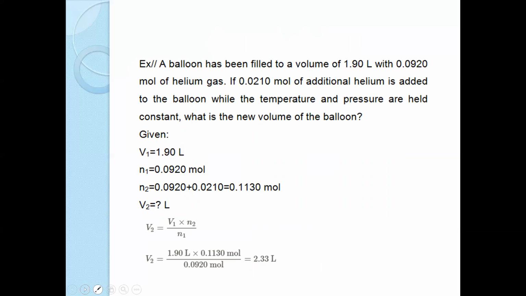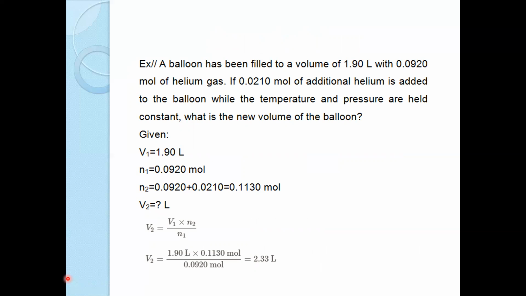A balloon has been filled to a volume of 1.90 liters with 0.0920 mole of helium gas. If 0.021 mole of additional helium is added to the balloon while the temperature and the pressure are held constant, what is the new volume of the balloon?